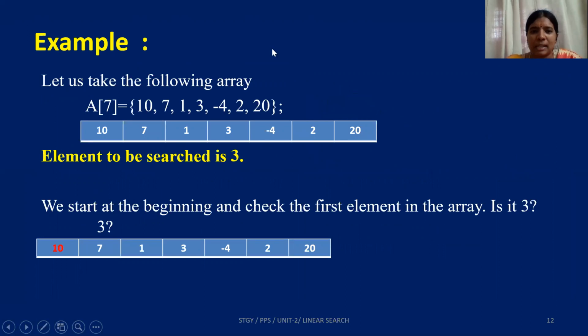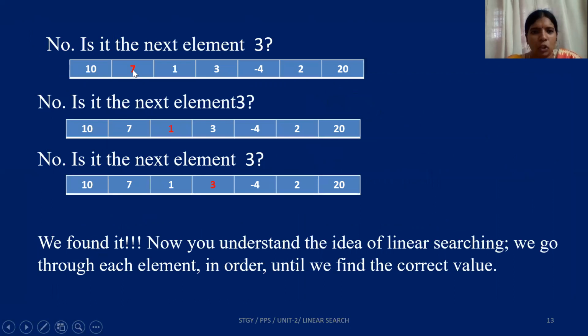For example, let us consider this example. So I'm searching for 3. Is 10 equal to 3? No, move ahead. Is 7 equal to 3? No, move ahead. Compare with the next element. Is 1 equal to 3? No, move ahead. Compare with the next element. Is 3 equal to 3? Yes. So therefore, we say that we found the value at the position 0, 1, 2, and 3. So we say that the element is found at 3.